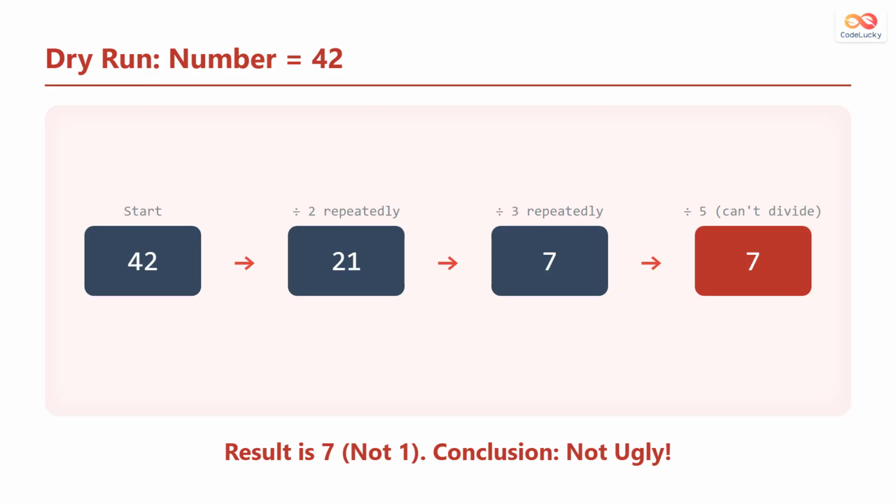Now let's try 42. We divide by 2 to get 21. Then we divide by 3 to get 7. However, 7 cannot be divided by 5. We are stuck with 7, which is not 1. Therefore, 42 is not an ugly number.